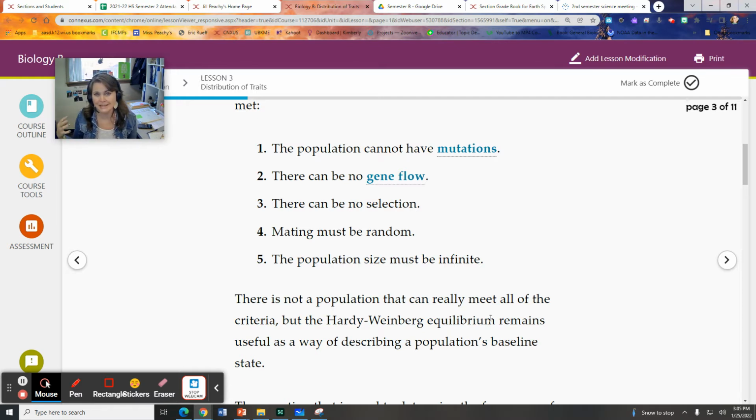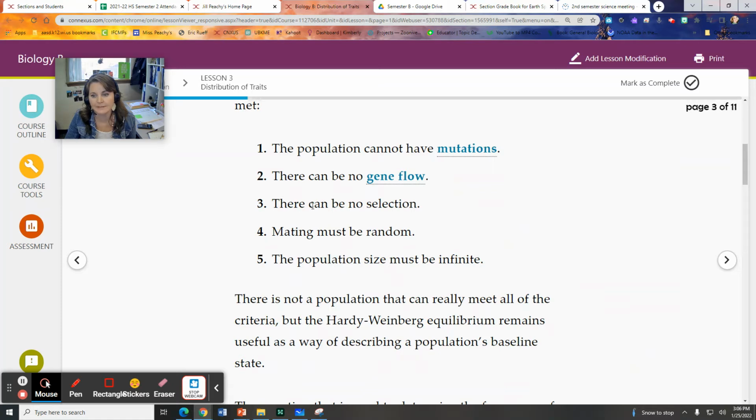In some, it's going to be happening much more rapidly, and in others much more slowly. So there are factors that determine the rate of evolution as well, right? Just because it's happening doesn't mean it has to be happening rapidly.